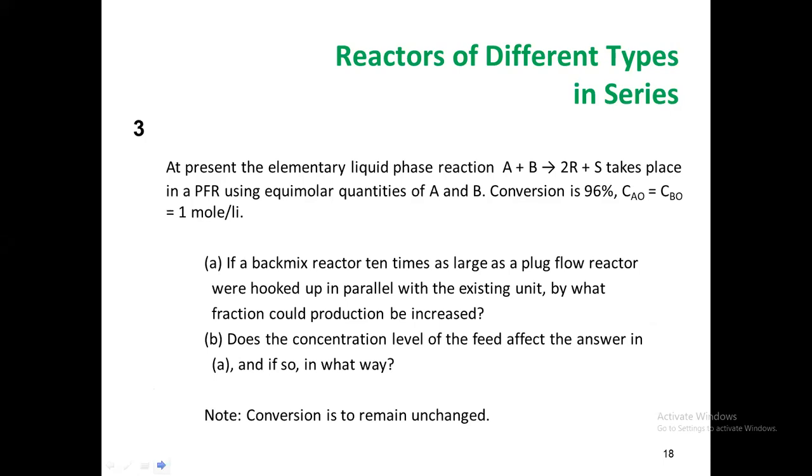So the elementary liquid phase reaction, A plus B forming 2 moles of R and S, takes place in a PFR using equimolar quantities of A and B. Conversion is 96%, and the initial concentrations of A and B are 1 mole per liter. Now, if you connect a backmix reactor 10 times as large as the plug flow reactor in parallel to our original unit, the PFR, by what fraction would production be increased? So how will the amount of processed reacting system increase?